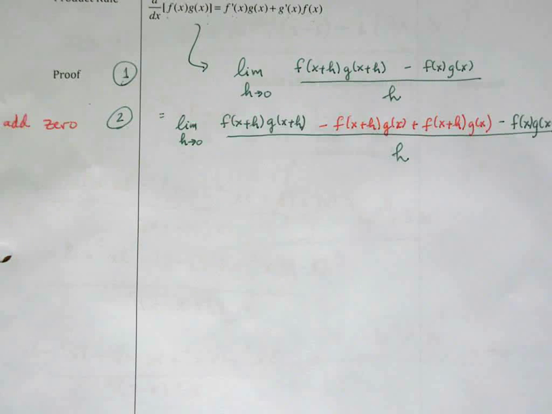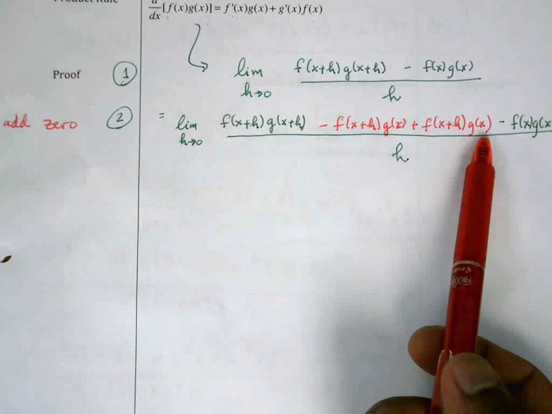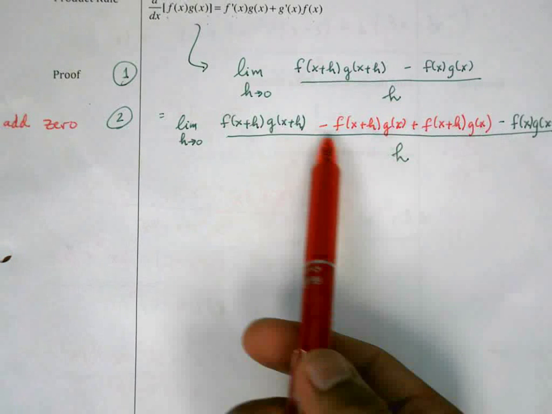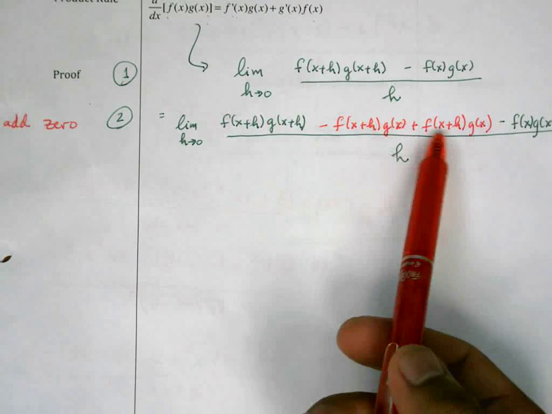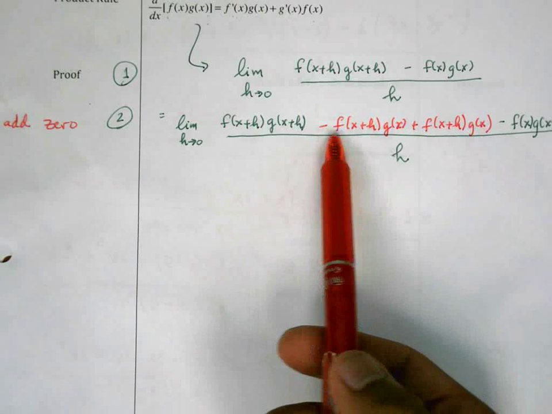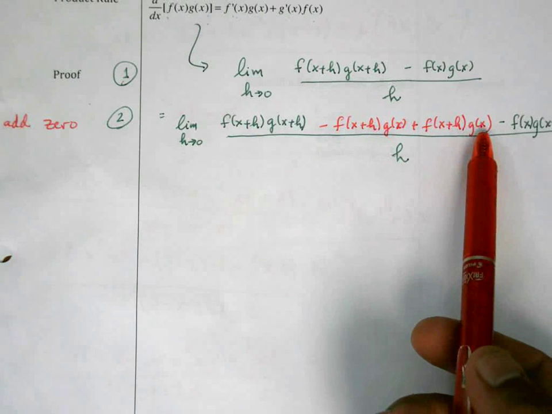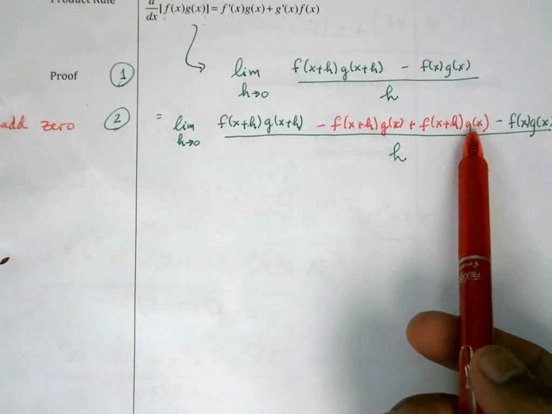In this expression, I've written out the exact same thing, and I've included this part written in red. If you look at it carefully, the first term is negative f of x plus h times g of x. The second term is positive f of x plus h times g of x. So the red text is essentially 0. All I've really done here is added 0, but the trick is to select the right version of 0.